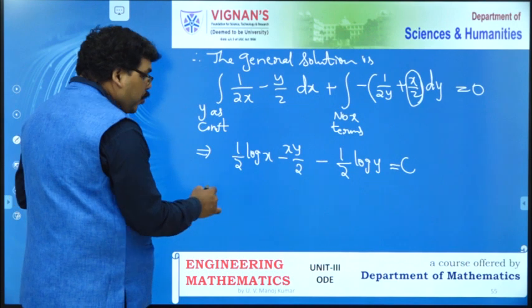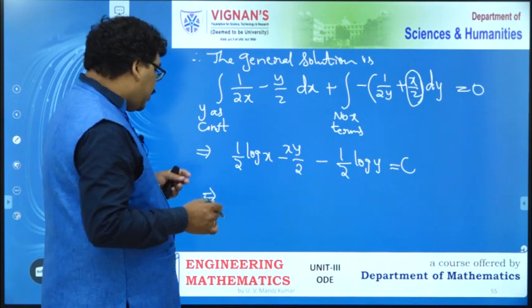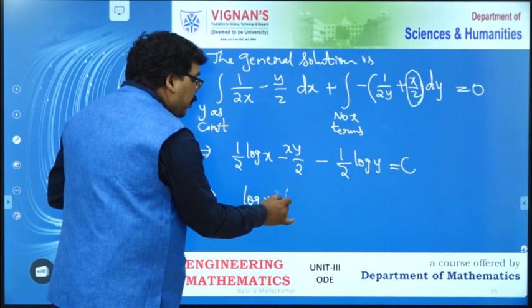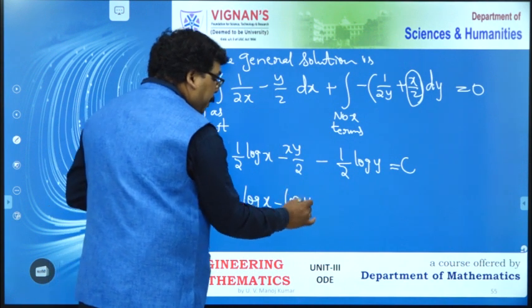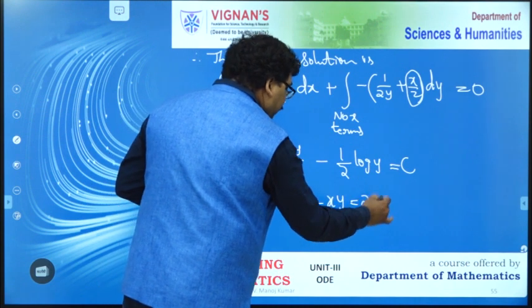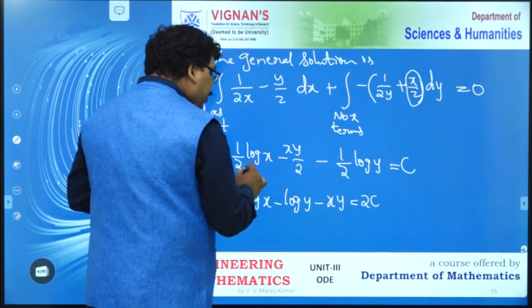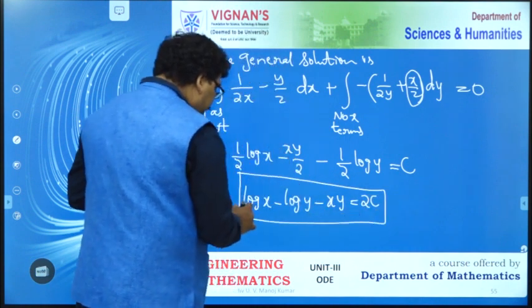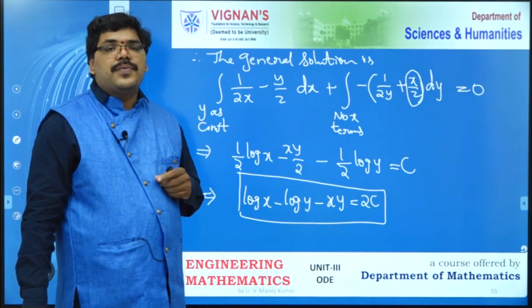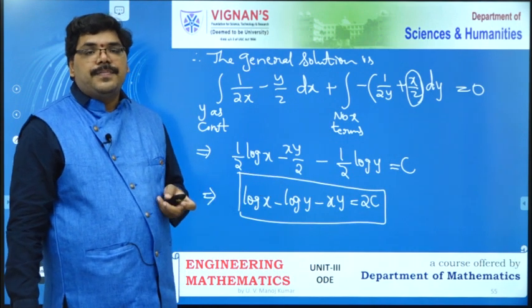So, 1 by 2 you can take common. So, you can write log x minus log y minus xy equals to 2c. So, this is the solution. You can further simplify it into a beautiful form, but it is okay. This is our solution for the given differential equation.